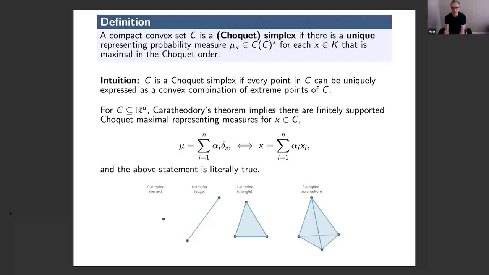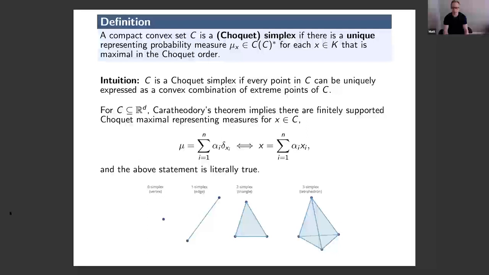Okay. So in the finite dimensional setting, Carathéodory's theorem tells us that I can find finitely supported Choquet maximal representing measures for x. What that means is I can write x as a convex combination, an ordinary convex combination, of extreme points. That's exactly what Carathéodory's theorem says. The statement that the way of writing it in terms of extreme points is unique, that's saying that my compact convex set is a simplex, or a Choquet simplex.